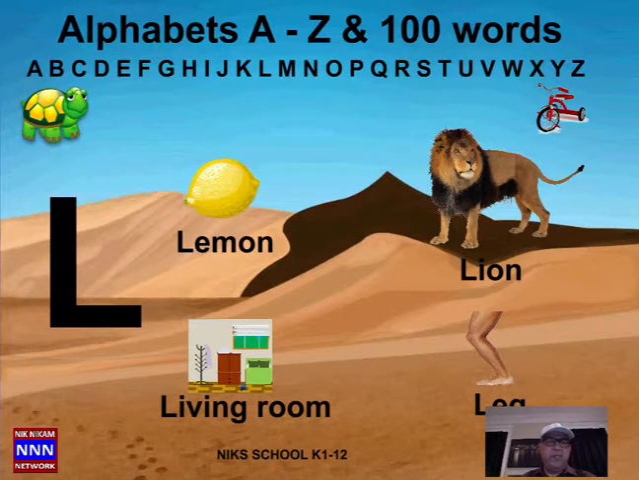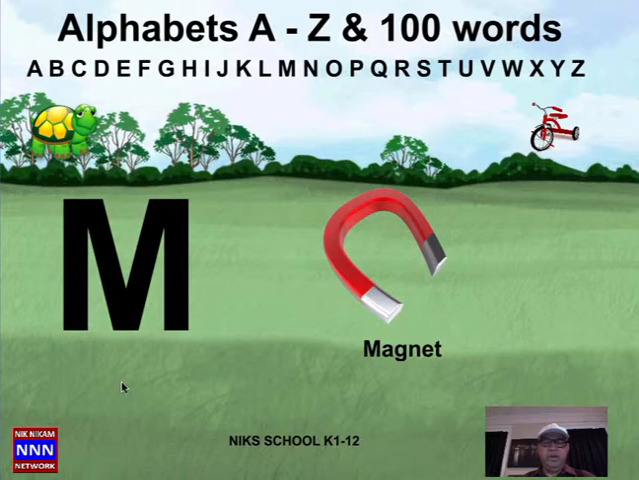Okay, let us do one more letter. Letter M. Meh, meh. Letter M is sounded like meh. Example, magnet. Do you have a magnet? You know, magnet, if you put magnet on the ground, it picks up all the metal pieces like iron. It attracts all the metal pieces. That is called the magnet.